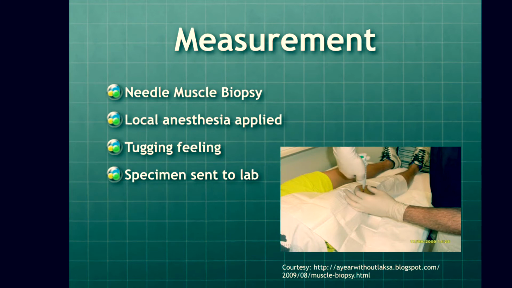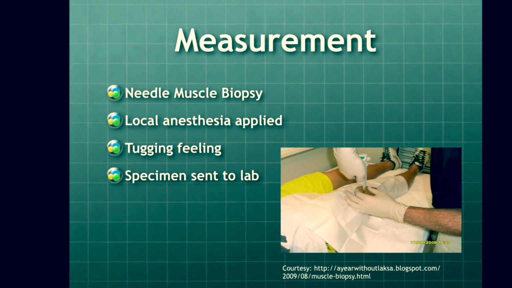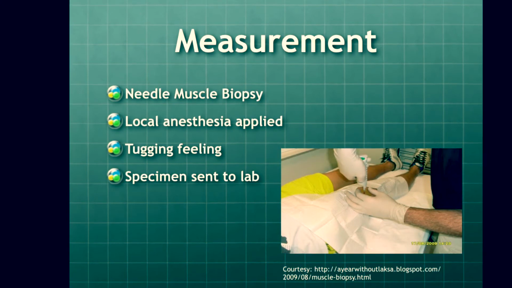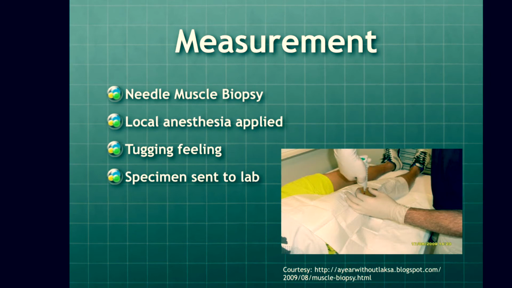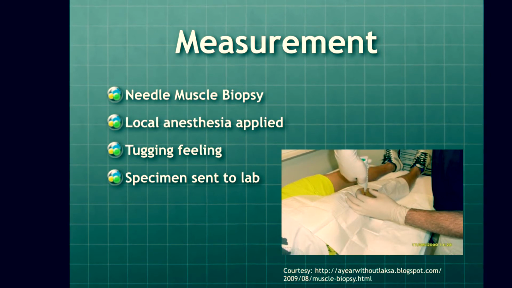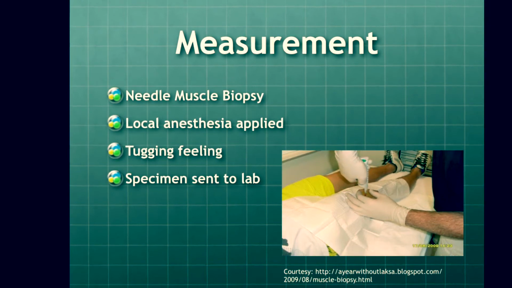So after they take that biopsy, they'll send that off to a lab. In the lab, scientists will stain it, and they'll stain certain fibers different colors, and they'll be able to look at the microscopic slide and determine which muscle fibers are slow twitch and fast twitch based on a bunch of different characteristics and properties.